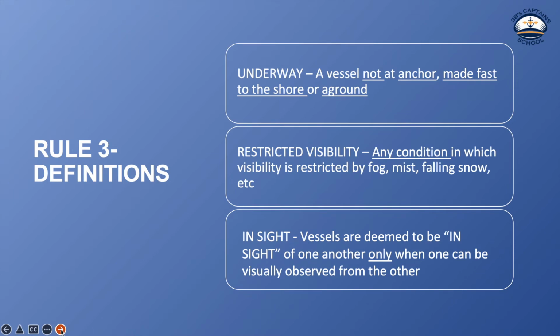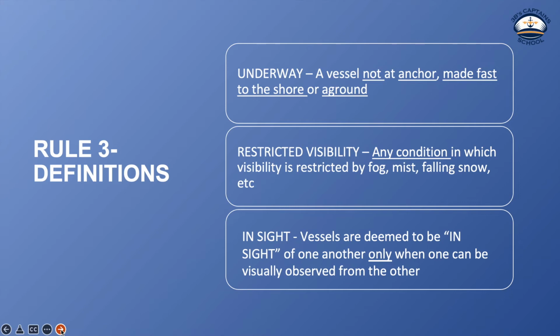Definitions. It's important when we go over these definitions that you take time and try to learn these as best you can. These help explain the way a lot of the rules work. So underway. Whenever you see the term underway, they're talking about a vessel that is not at anchor, made fast to the shore, or aground. So if you're out there in your vessel floating, your engine's off, and you're just drifting, you're underway. Because you're not at anchor, you're not made fast to the shore, and you're not aground.